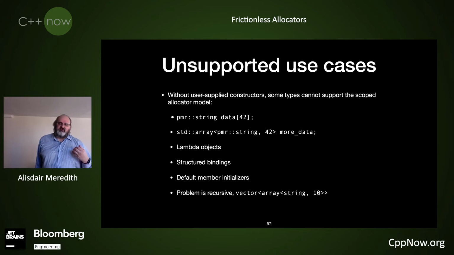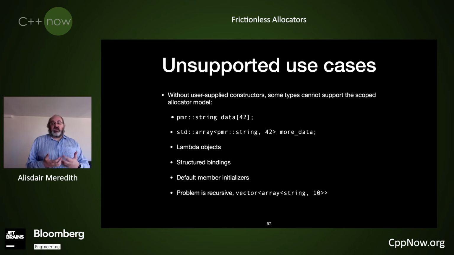Unsupported use cases. There's a bunch of places where, even if I'm correctly doing everything I can to use PMR allocators with the scoped allocator model, a scoped allocator model can't reach. A classic example is a simple C-style array. If I've got an array of strings, I can't give the allocator to each of those strings consistently in a single way to say that array is all built using the same allocator. I can provide initializers for each individual string in that array if I want, but there's no consistency.